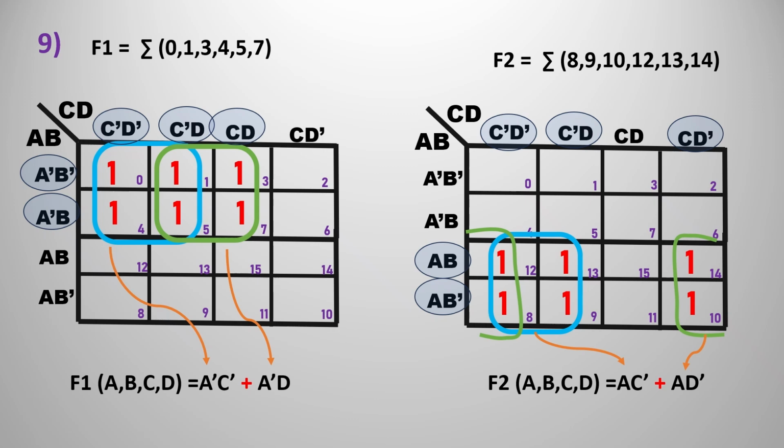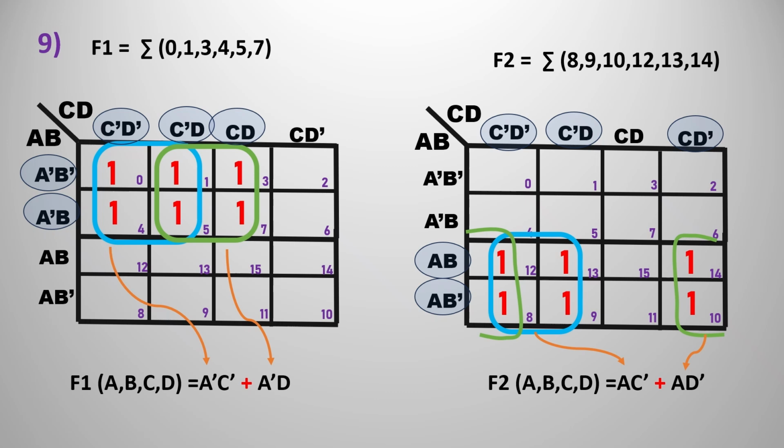If you observe the first group, you can see that it is a bar c bar, because if you consider row wise, a bar is not changing, so a bar. If you consider column wise, c bar is not changing, so a bar c bar. Next, that is highlighted in a green box, so that is c bar d going to c d, so d is not changing, so d will be there. If you consider row wise, a bar is not changing, so a bar d. So that is the final output for the f1 expression.